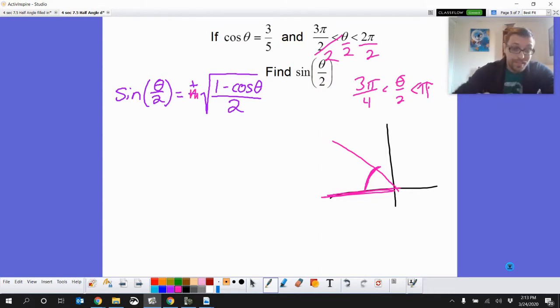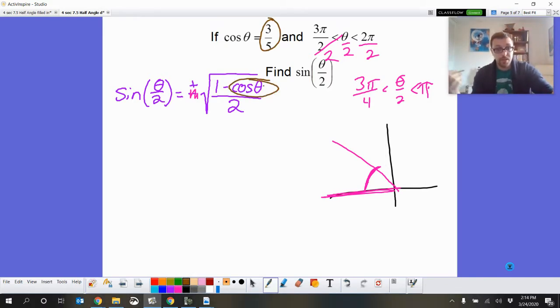Now, they kind of made it easy on us. Hey, this 3/5, just slap it right there. They told us what cosine of theta was, so just slap it right in. If we needed tangent, we would do that other stuff. But they gave us cosine. Just plug it in. So I'm going to ignore the negative because we don't really need that anymore.